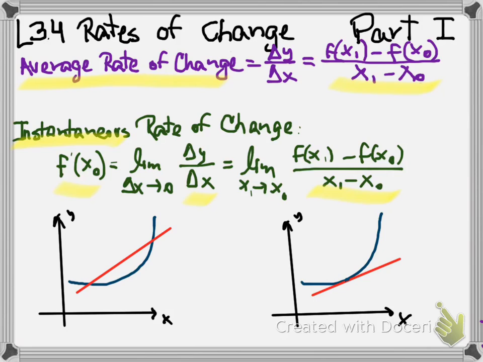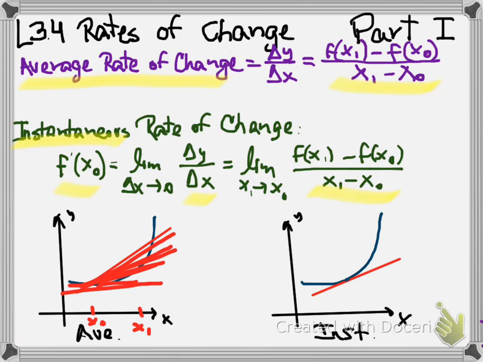So in this case, this is the average rate of change, and in this case, this is the instantaneous rate of change. If you remember, the secant lines were approaching the slope of the tangent line. This was x initial and this was x1, so as x1 tends to x initial.